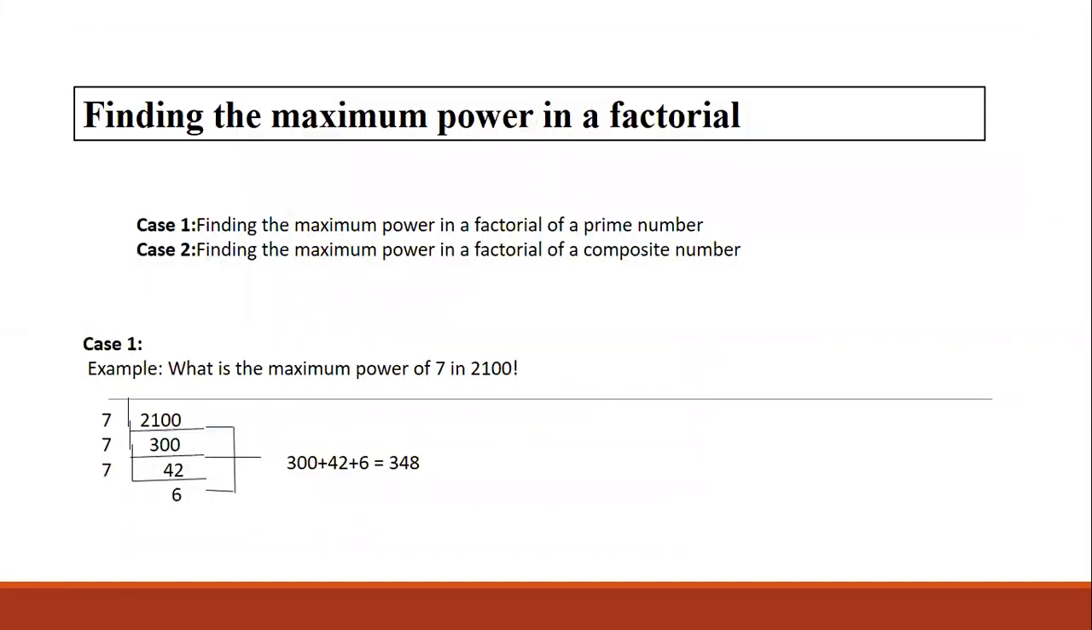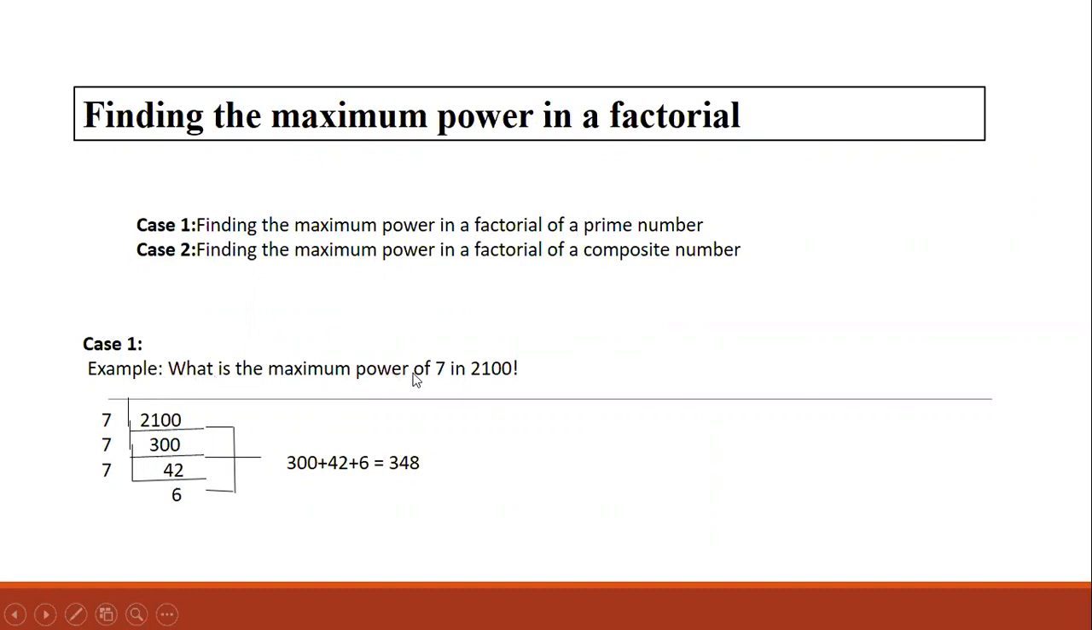So now there are two different cases. We are going to split into two different cases. The first case will be finding the maximum power in a factorial of a prime number, and the second case is finding the maximum power in a factorial of a composite number. For case one, I'll explain it with an example.